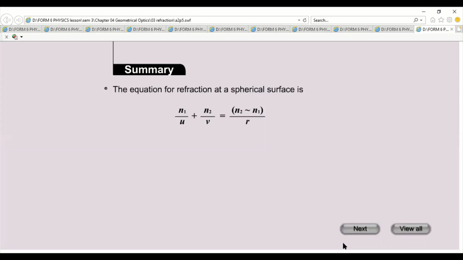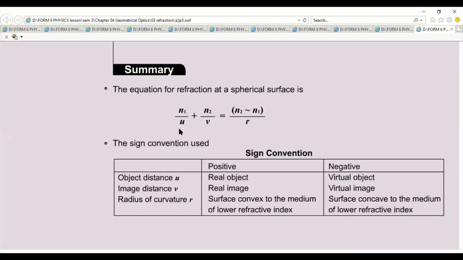So from here we can conclude that n1 over u plus n2 over v equals n2 minus n1 over R. This will be the equation for the refraction at a spherical surface. And the sign convention: u positive where it is a real object, u negative where the object is virtual. V positive because of a real image, V negative is for a virtual image. R positive for the convex surface, R negative for the concave surface.